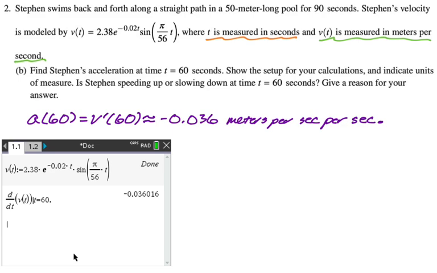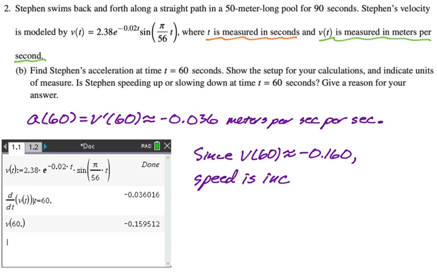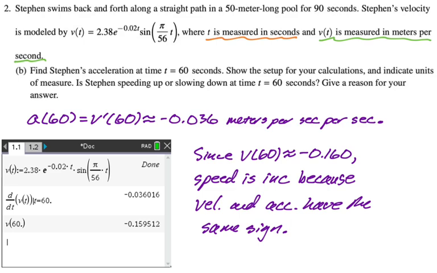Now we need to talk about speeding up or slowing down. To do that, I need to know the sign of velocity, and I don't think I've actually found that yet. So on my calculator I found v of 60. It's negative, so I'm going to say since v of 60 is approximately negative 0.160, or you could just say is less than 0, which is actually safer, because what if we rounded incorrectly? So if v of 60 is less than 0, speed is increasing, and then I give my reason. I don't always know how the graders are going to interpret it. I've shown that acceleration is negative, I've shown that velocity is negative, and then I said speed is increasing. But I'm going to say because velocity and acceleration have the same sign, because that is definitely the reason.